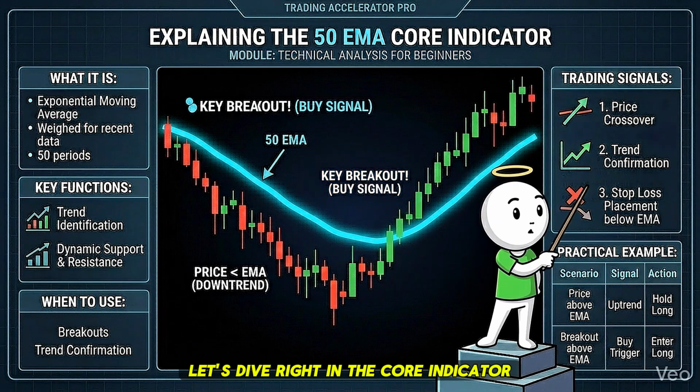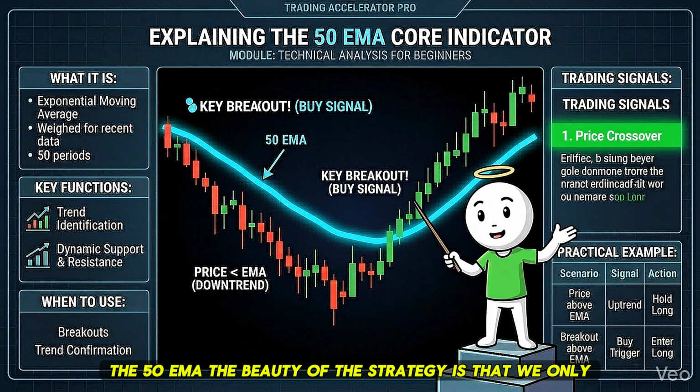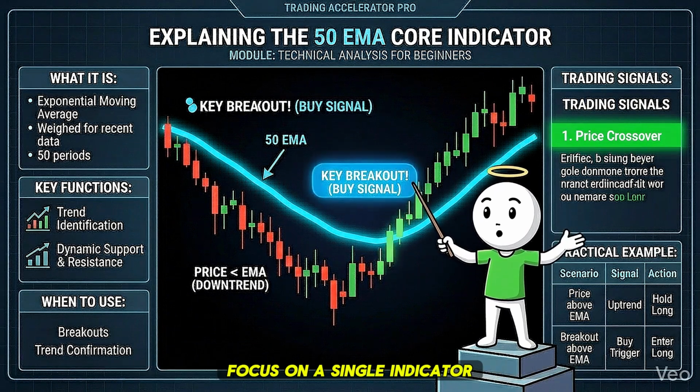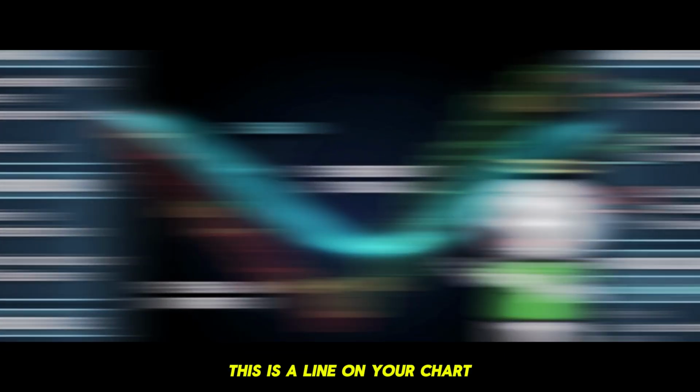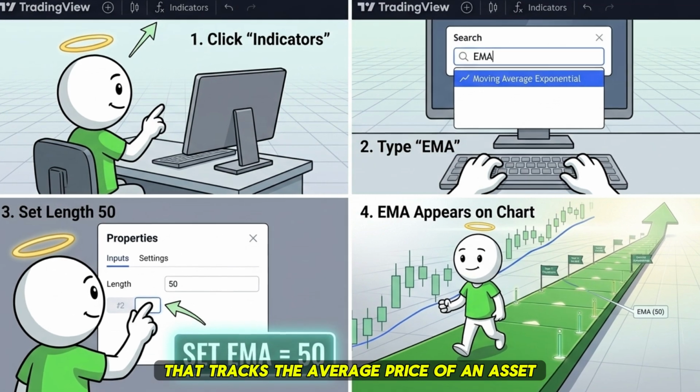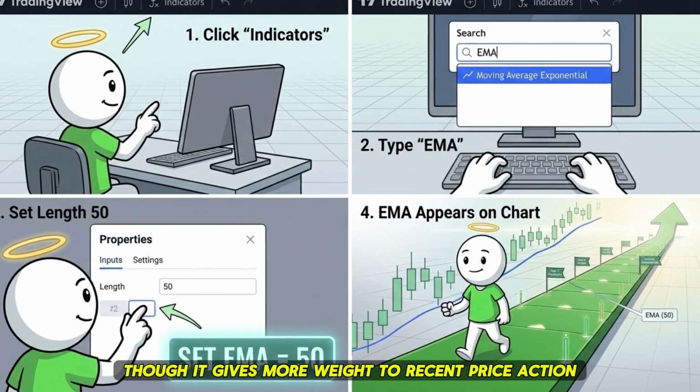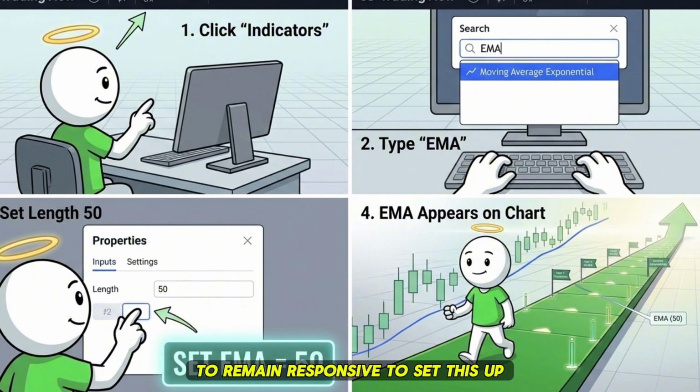The core indicator, the 50 EMA. The beauty of this strategy is that we only focus on a single indicator, removing all the guesswork. That indicator is the 50 EMA, the 50-day exponential moving average. This is a line on your chart that tracks the average price of an asset over the last 50 days, though it gives more weight to recent price action to remain responsive.